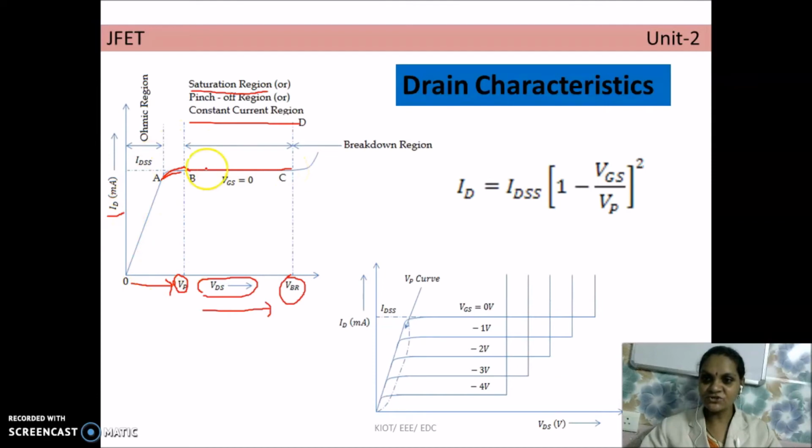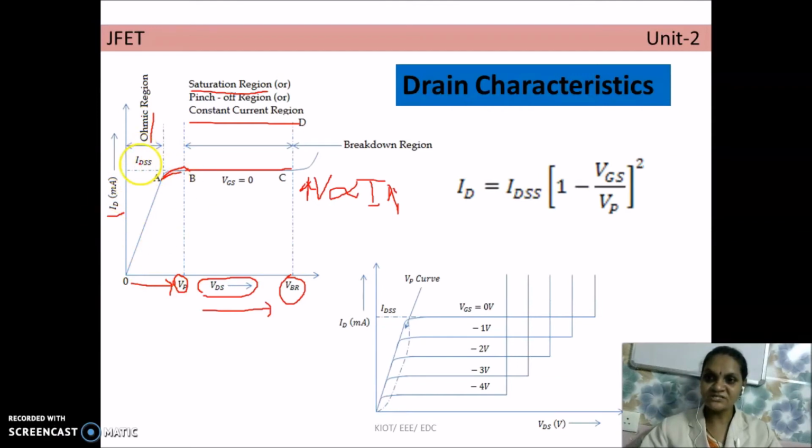And this region of operation we call the ohmic region. Why? Because ohmic means as per Ohm's law, V is proportional to I. If voltage increases, the current also increases. So in this region, if we increase the voltage, the current also increases. So this region of operation we call the ohmic region.